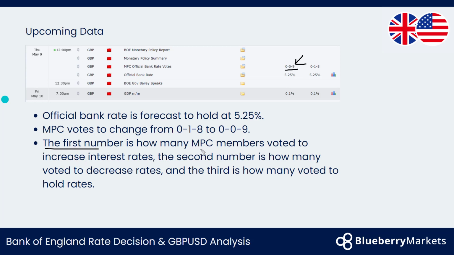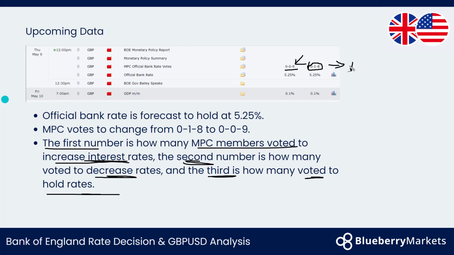The first number is how many MPC members voted to increase interest rates. The second number is how many voted to decrease rates, and the third is how many voted to hold interest rates. So what we had previously was one member wanting to decrease rates while 8 members wanted to hold rates, whereas the forecast is suggesting that all members are going to vote to hold interest rates. And what does that mean?